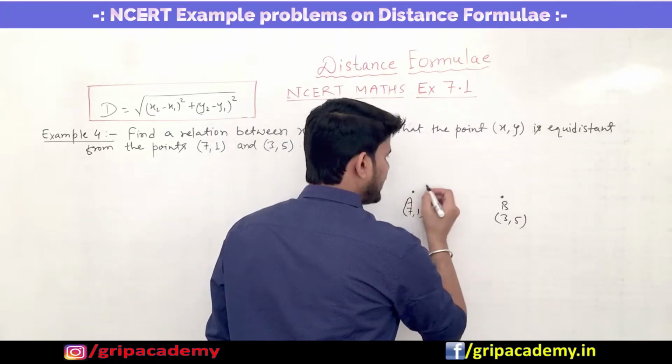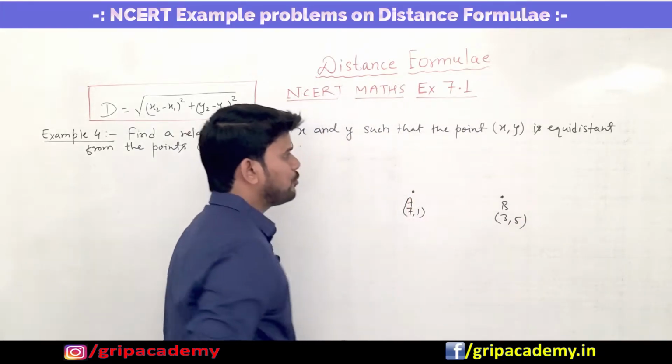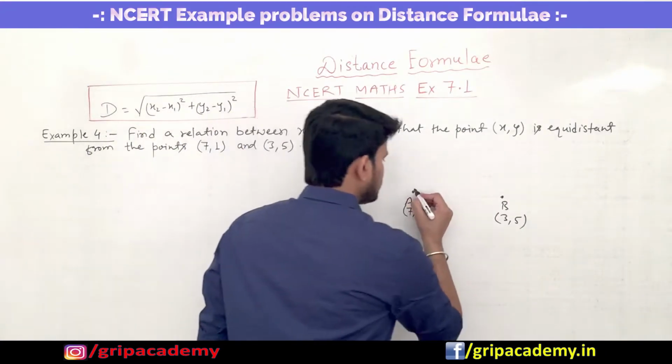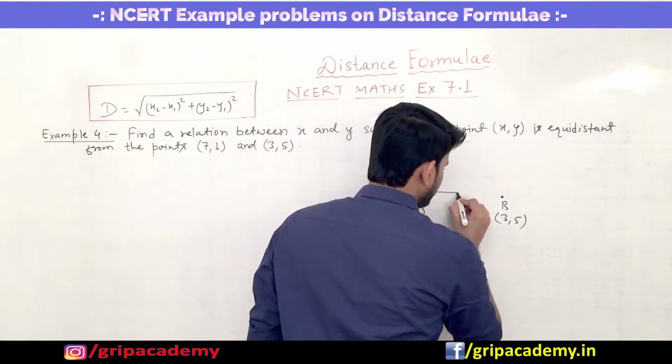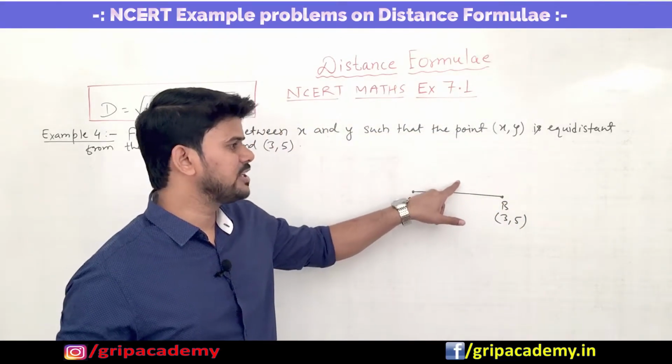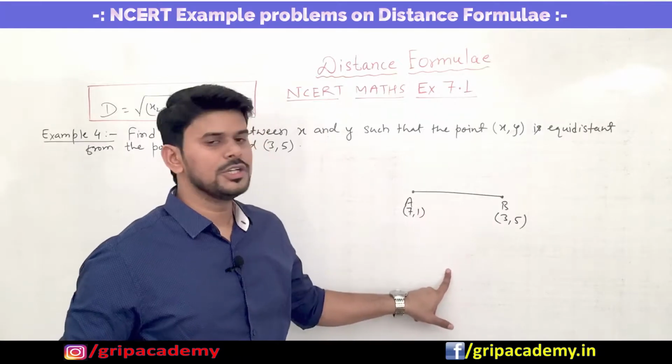So any point (x, y) is there which is equidistant from A and B. So where will this point be? Now see, this point can be on AB, this point can be above AB, or this point can be below AB.